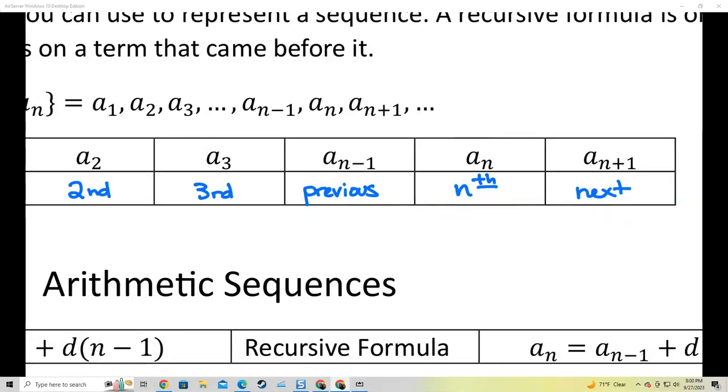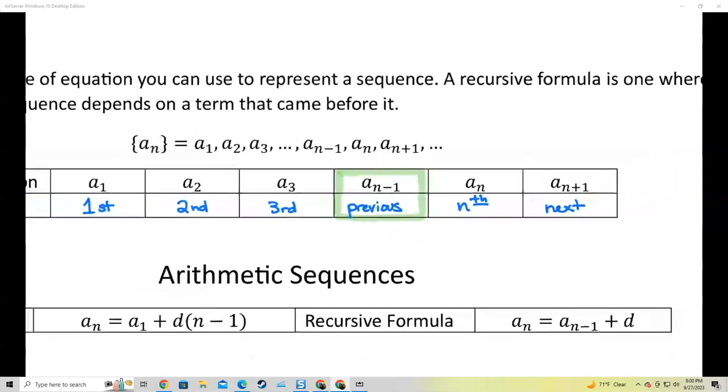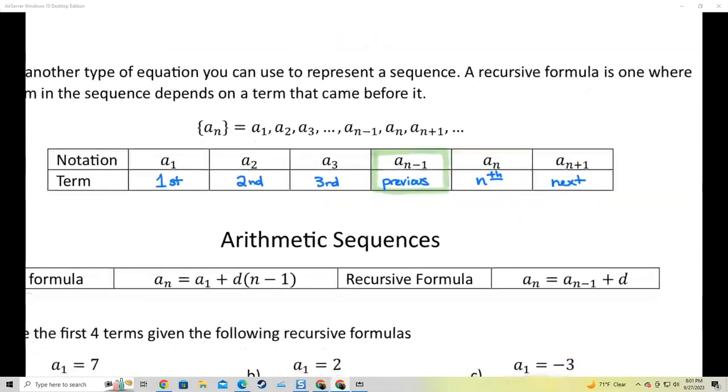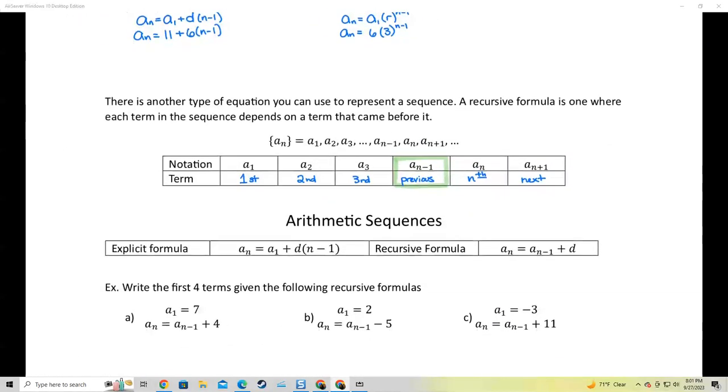But the one that we really want to focus on today is going to be this one. When I say a sub n minus 1, really what I'm trying to say is I want the previous term. And that's going to make more sense once we start calculating some of these values, okay? But the n minus 1 is the one we're really going to focus on today.